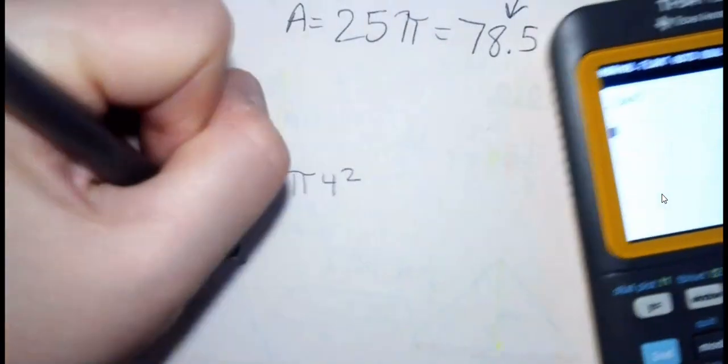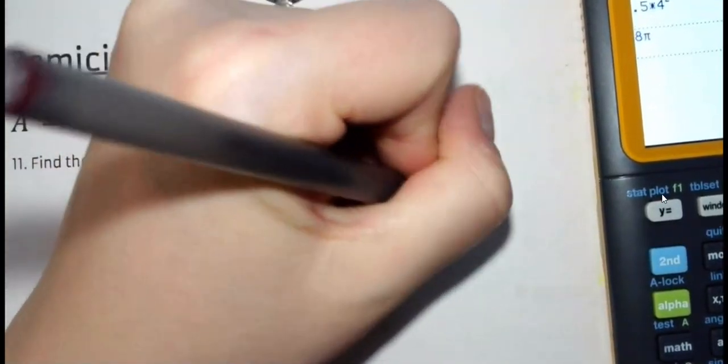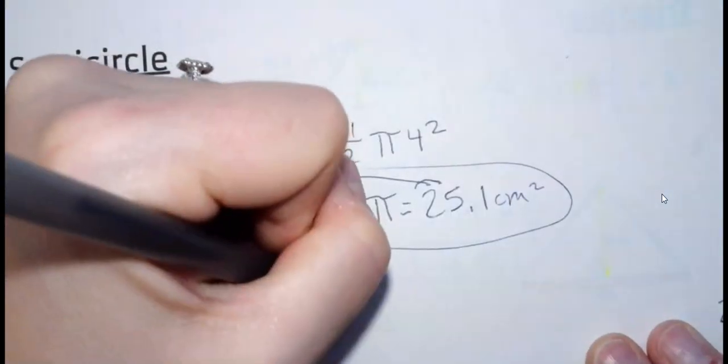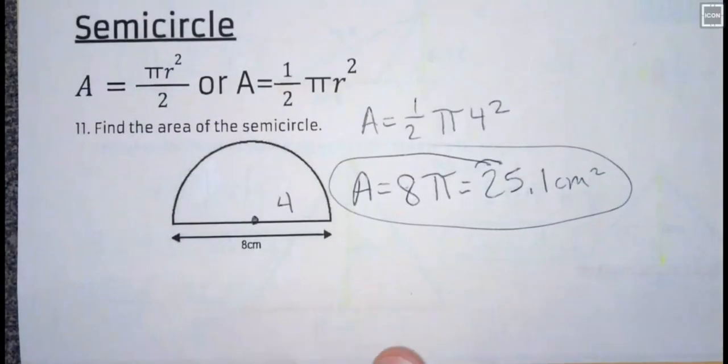All right, so we get 8 pi, and then 8 pi is 25.1 centimeters squared. And those are both the answers. So this is in terms of pi. This is in decimal form. It just depends on how it asks.